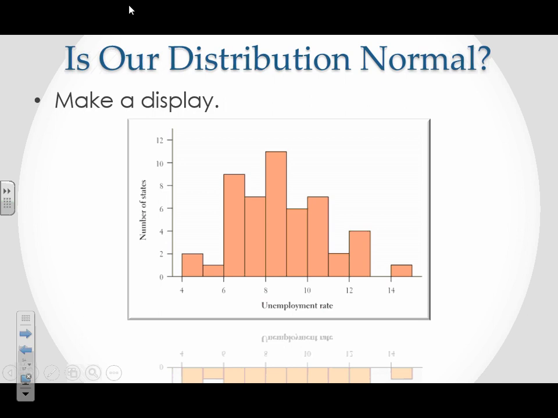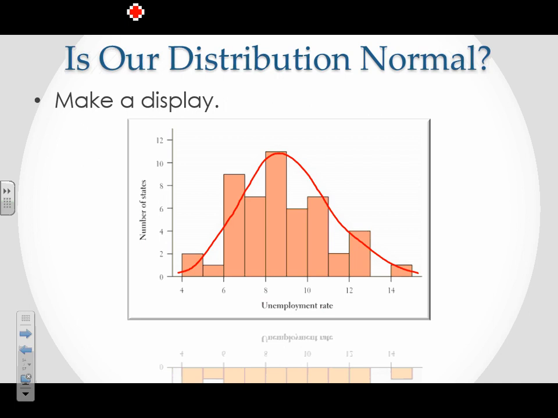So does it appear to be symmetric? Unimodal. So it appears to be unimodal. The other thing then is, imagine drawing a curve on it. So if we looked at a normal curve, we'd be starting out in the tail here, coming up, coming back down, creating our tail to the bottom. Does a curve seem to approximate it fairly well?